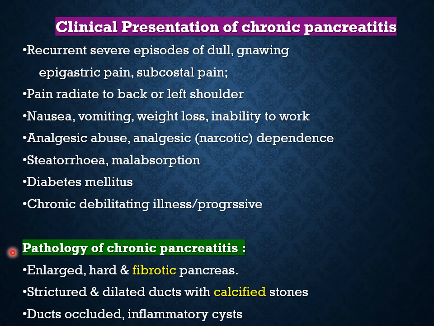So, in the pathology of chronic pancreatitis, the pancreas is enlarged, hard and fibrotic, with strictured and dilated ducts with calcified stones. Okay, there are numerous dilated ducts like a beaded appearance with calcified stones within these ducts. Ducts are occluded with inflammatory cysts that are seen scattered all over.